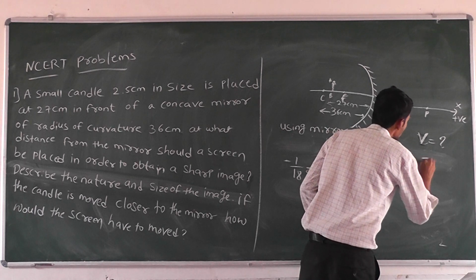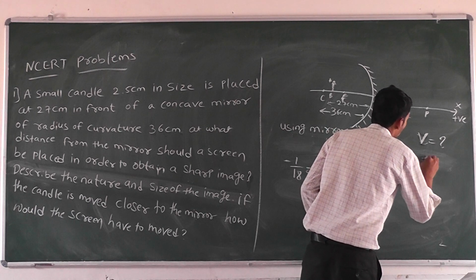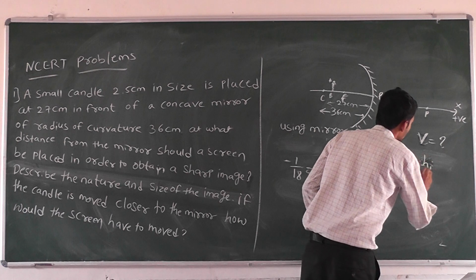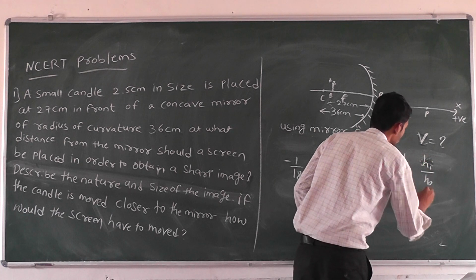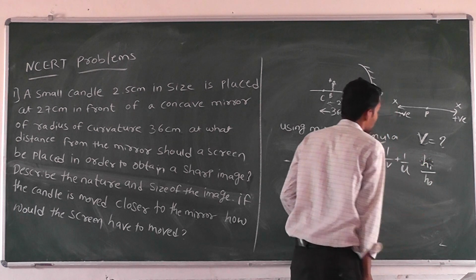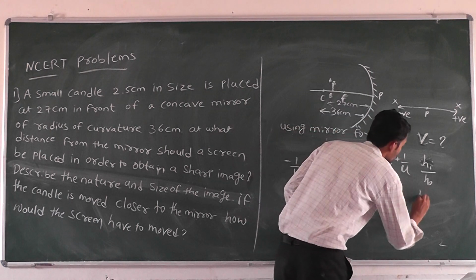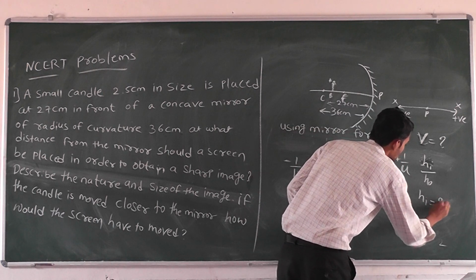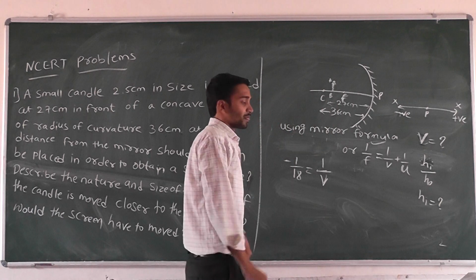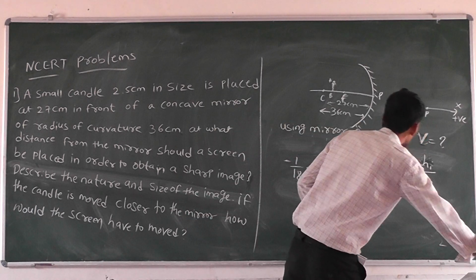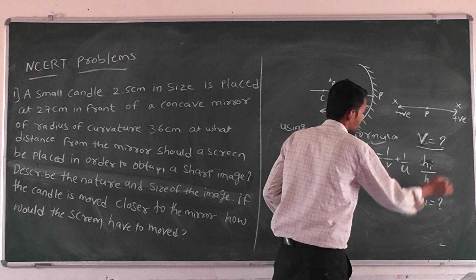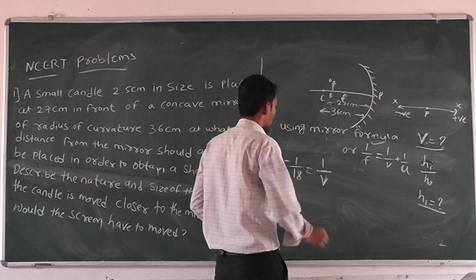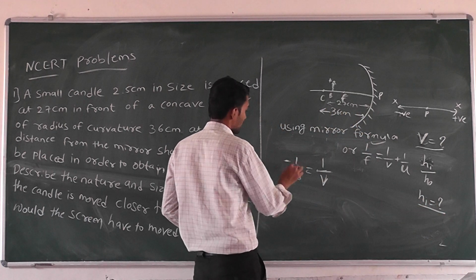Size of the image means hi by ho, the linear magnification of a concave mirror that we are using. So we have to find out hi, the height of the image. We find the image distance first, and next hi. So let's come to the formula, the mirror equation.